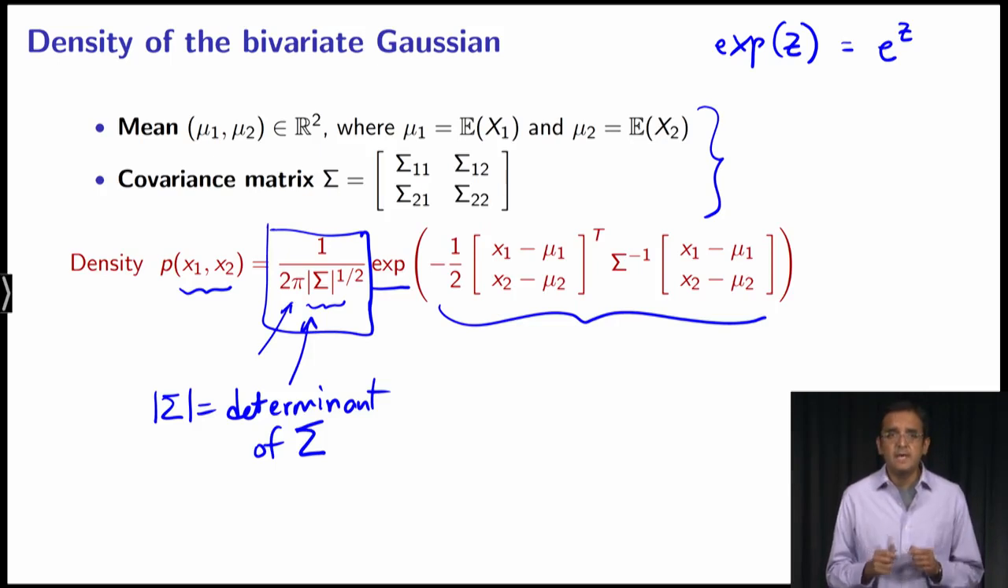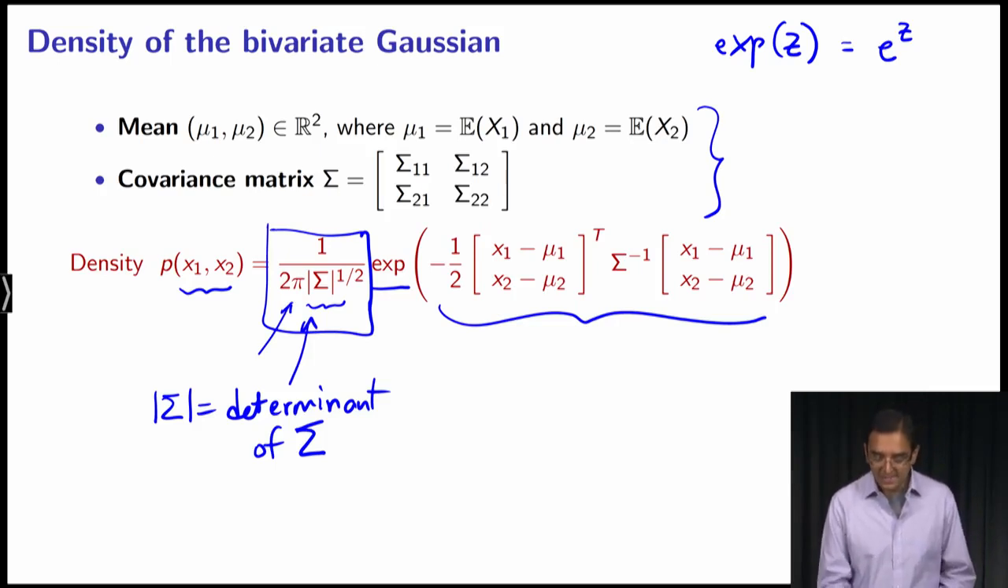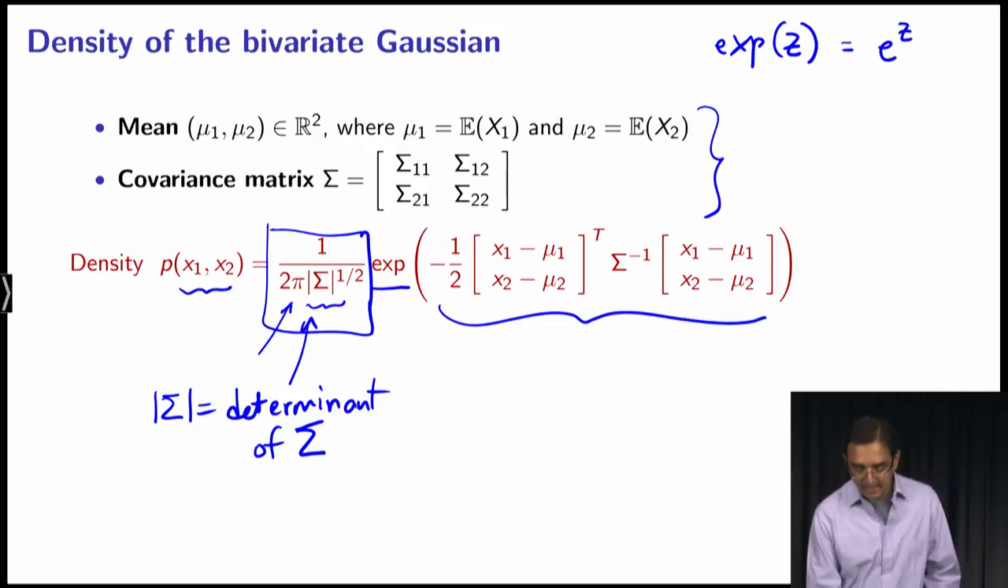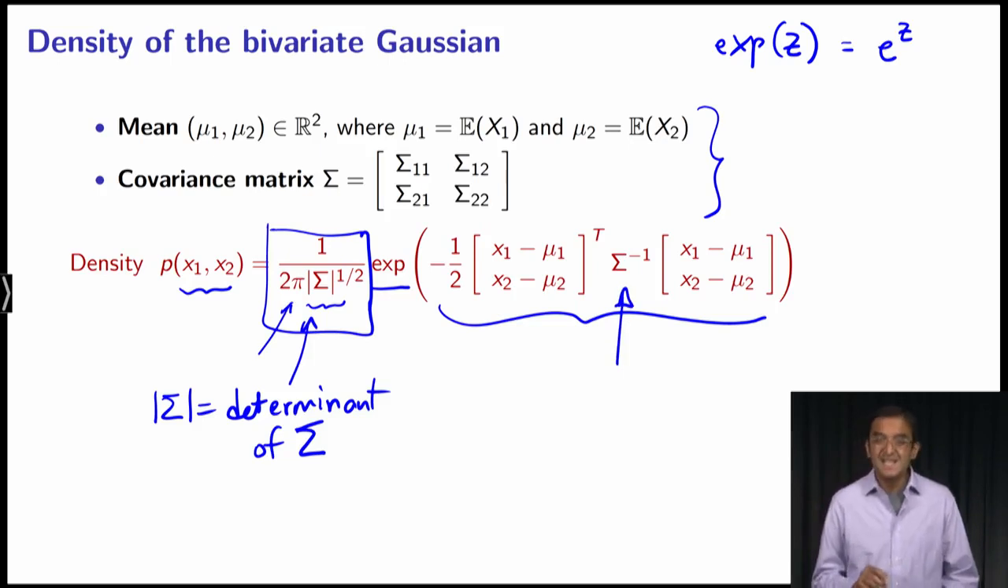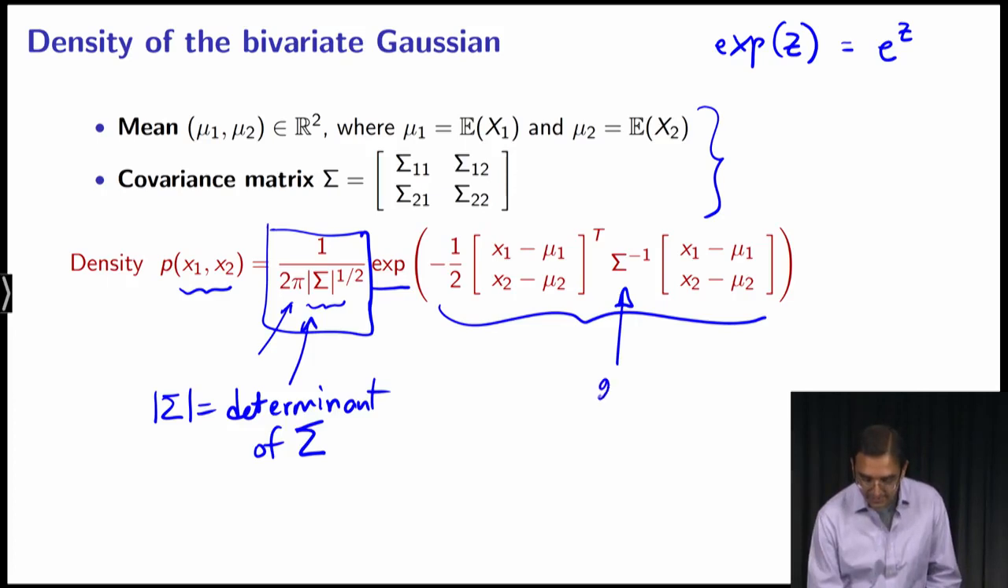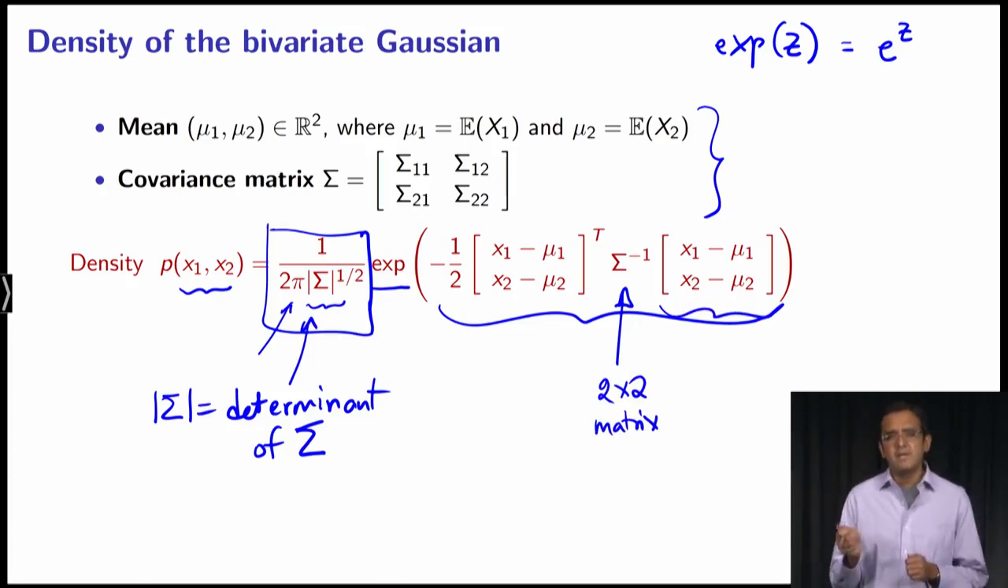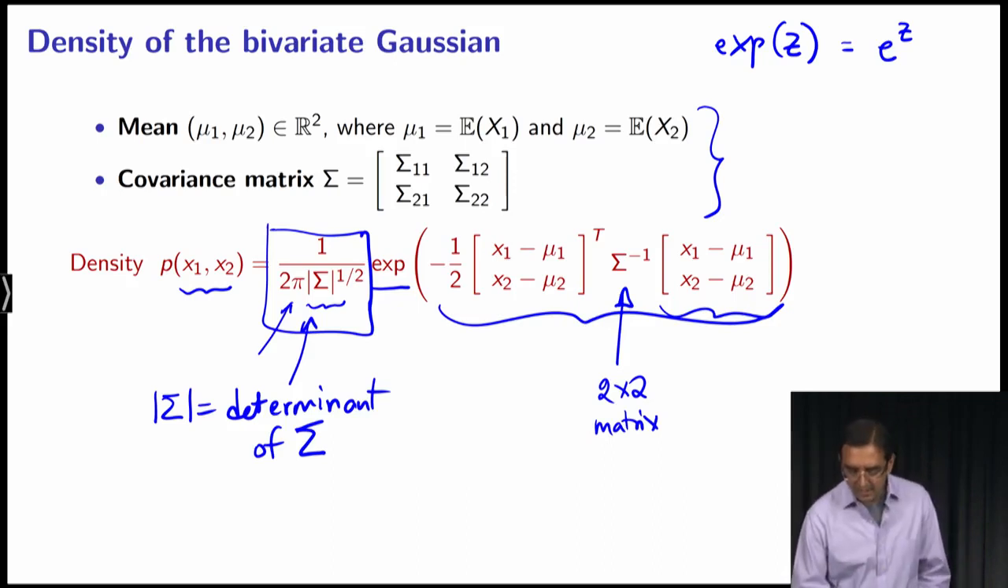So the really important dependence arises from the exponent. And let's look at those terms one by one. Okay, so in the middle we have sigma inverse. So sigma is a 2 by 2 matrix. Its inverse is also a 2 by 2 matrix. So this is a 2 by 2 matrix. What's this thing over here? x1 minus mu1, x2 minus mu2. Okay, well, the center of the distribution is some point mu. And we're trying to figure out the density at some other point x. Okay.